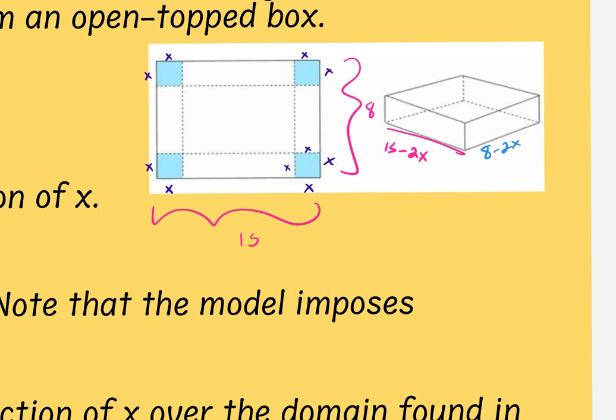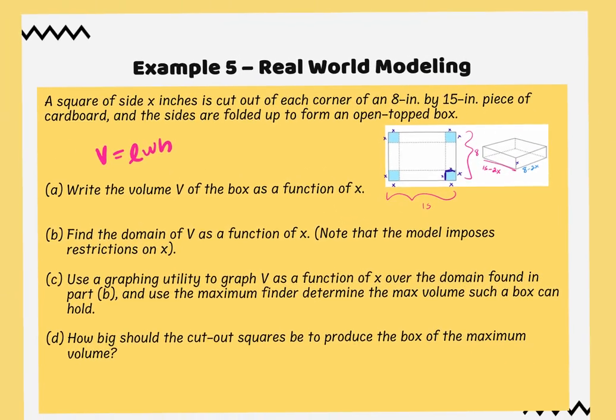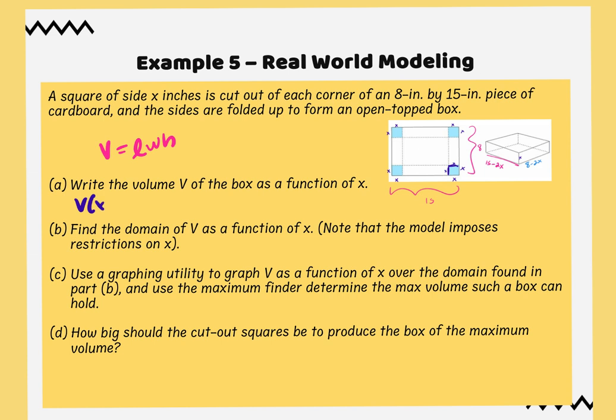And then what is the height of this box? How do I know that? We cut x, right? So this is x. If I fold that up, that's going to be the height on either side. So my volume as a function of x is V of x equals length, which was 15 minus 2x, times width, 8 minus 2x, times height, which is x. And if this was multiple choice, that might be written as an answer. If it's not, it might be expanded. Just be prepared for either.